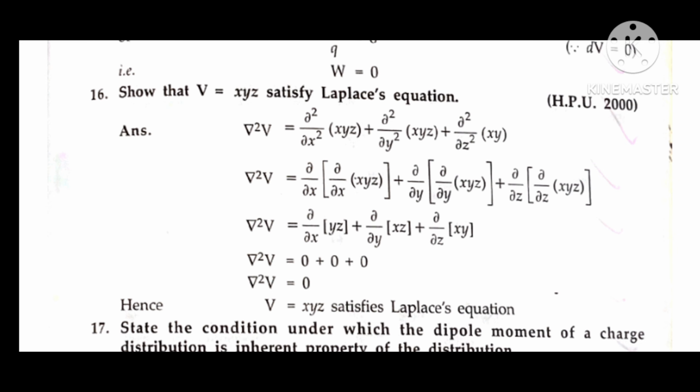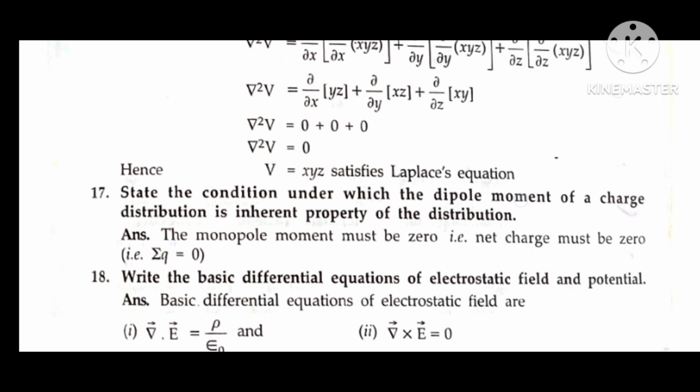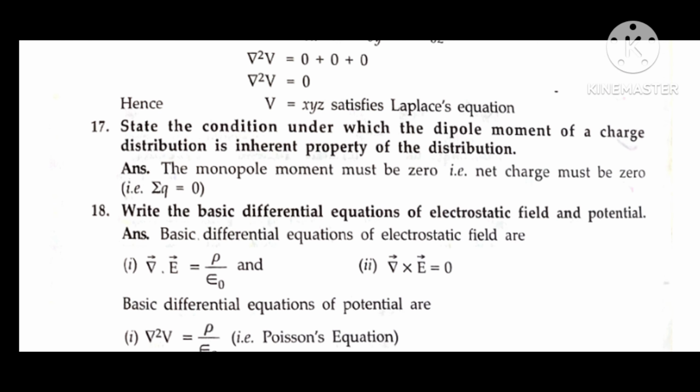Del square V is equal to del by del X of YZ plus del by del Y of XZ plus del by del Z of XY, and del square V is equal to 0. V is equal to XYZ satisfies Laplace's equation. State the condition under which the dipole moment of a charge distribution is an inherent property of the distribution. The monopole moment must be 0, that is, net charge must be 0.